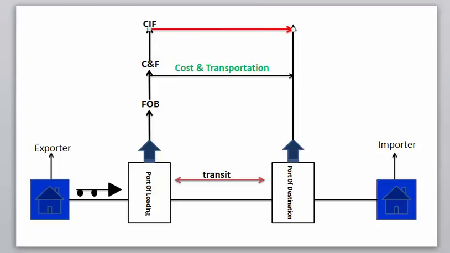So let's call this one cost, insurance, and freight. You understand? Let's bold that, then change the color for it. So that is it. That's all. But here there is another thing I want you to pay attention to.